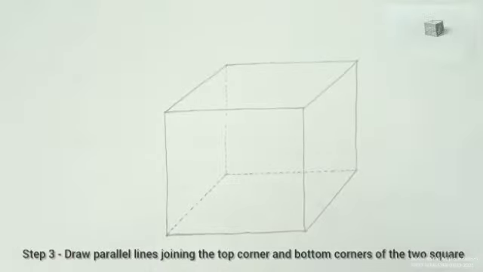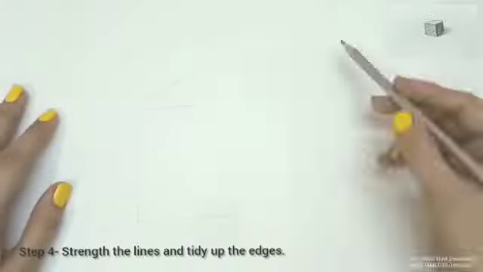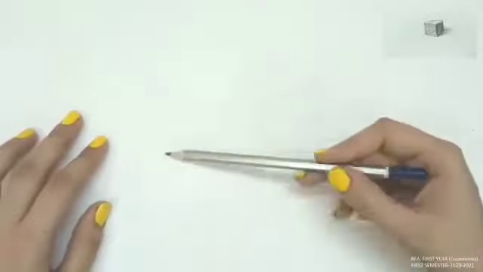Draw parallel lines joining the top corners and bottom corners of the two squares. Straighten the lines and tidy up the edges and make the shadow.